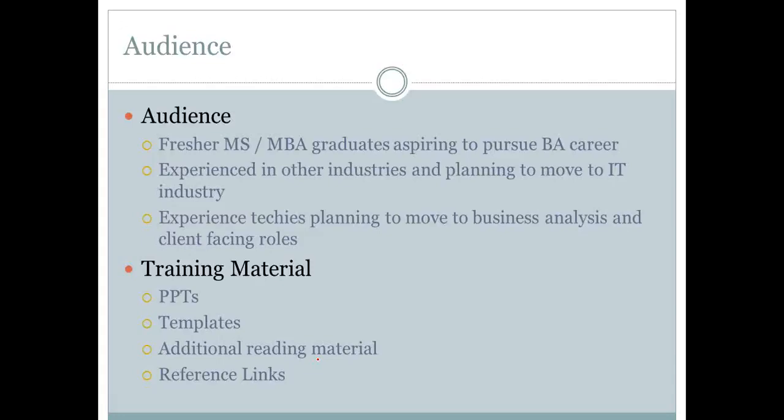Mostly, it's for people who are just out of college or who are planning on joining from other industries. You can look at even techies who want to move into a client-facing role or a business analyst role. So this is a good way to move on.